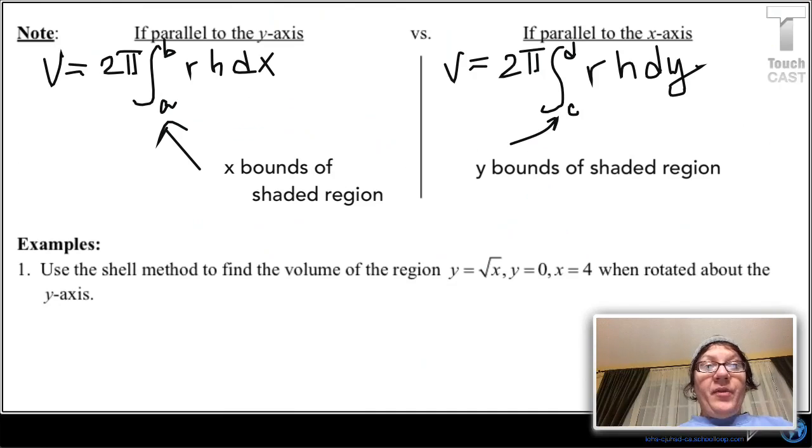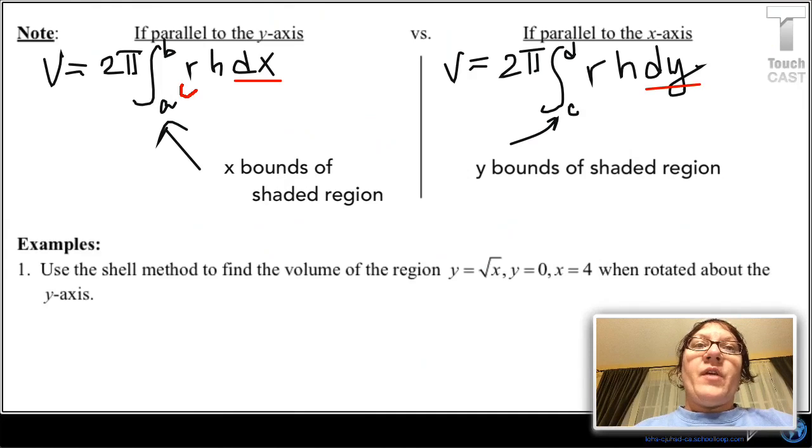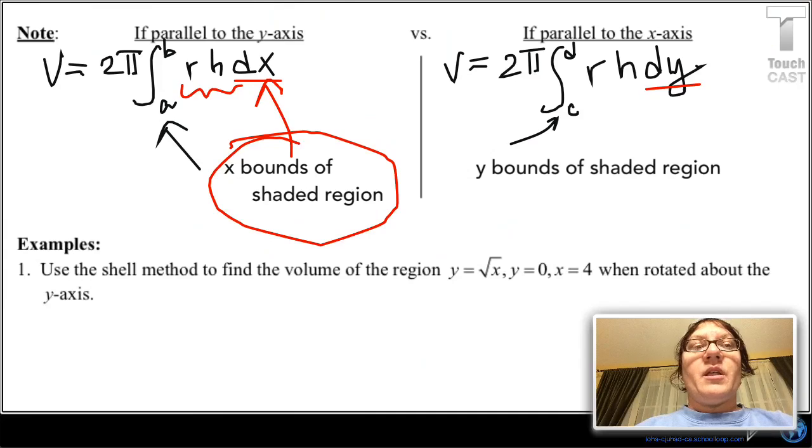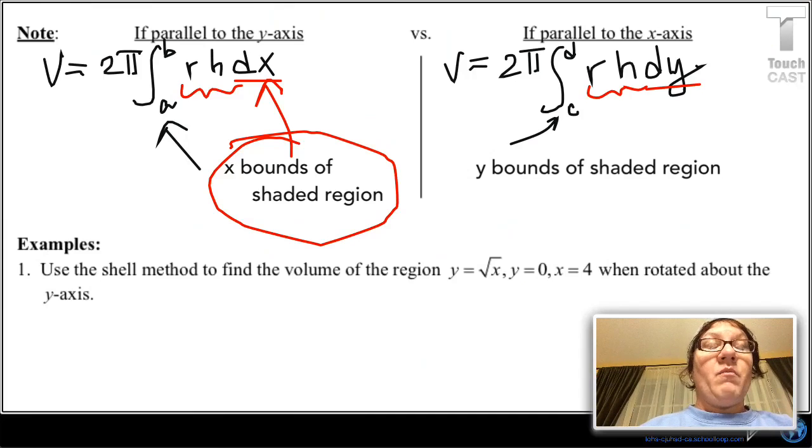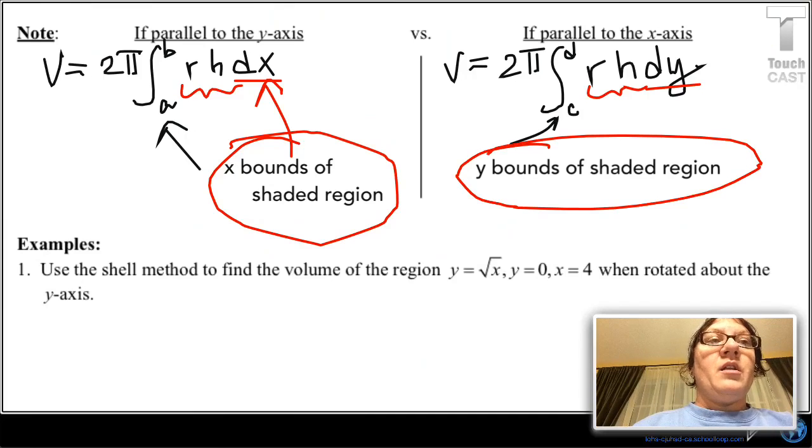And for you people that love to memorize, here you go. If the height is parallel to the y-axis, then I'm integrating with respect to x. If the height is parallel to the x-axis, I'm integrating with respect to y. On the dx side, radius and height need to have x's in them, and I'm using the x bounds, all because of that dx. On the other side, if I'm integrating with respect to y, then radius and height have to have y's in them, and I need to use the boundaries for y.